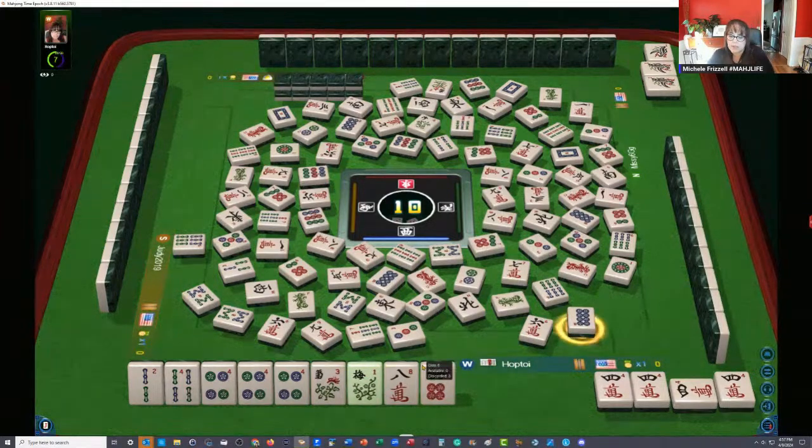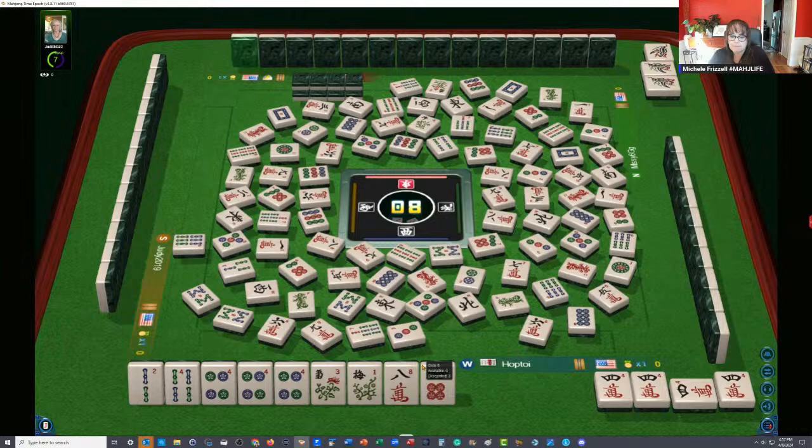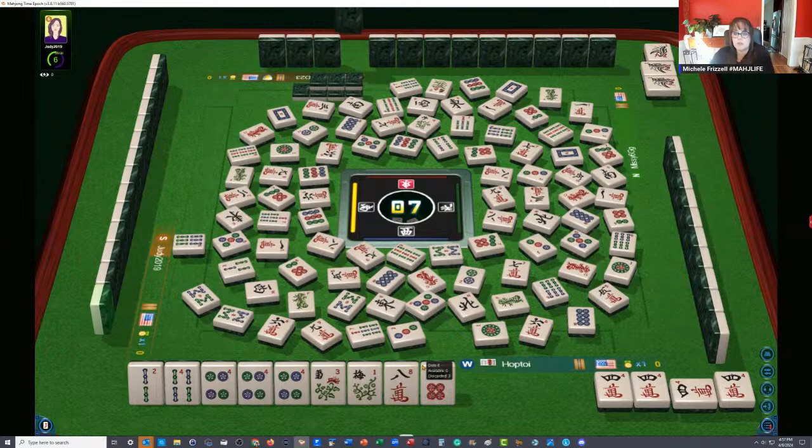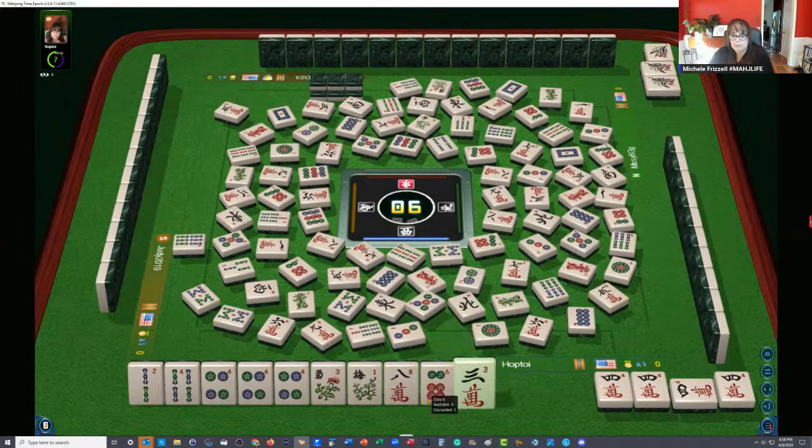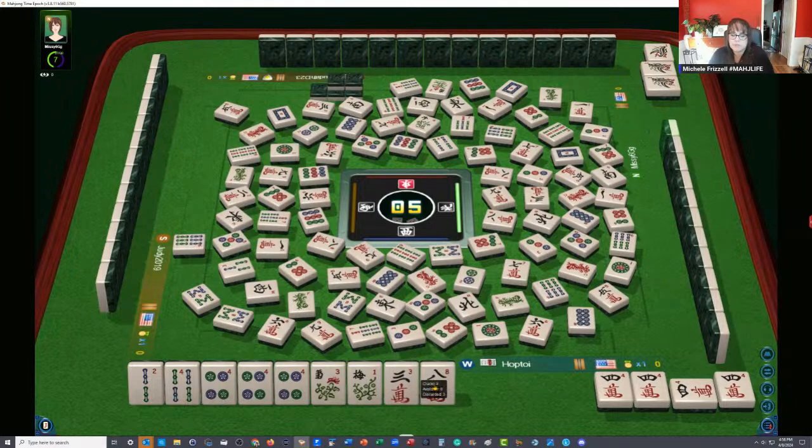So now we have 3 discards and we have 2 more picks. So there is no way we can win. 5 characters. 1 dot. So we're going to try to end in a draw. 5 characters. 6 dots. There's 2, 3 cracks out.